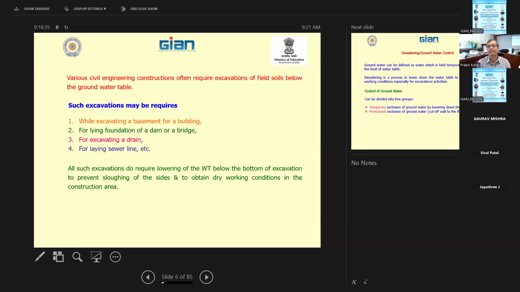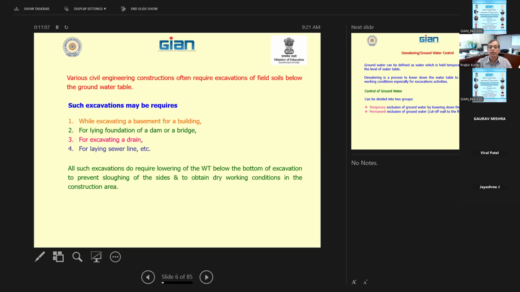So in various civil engineering constructions, sometimes we need excavation below the water table. These are special situations, such as when you excavate the basement of a building, lay the foundation of a dam or bridge, or excavate a drain, where we encounter the water table. So we need to drain the water so that the water table goes down, or for laying sewer lines, okay?